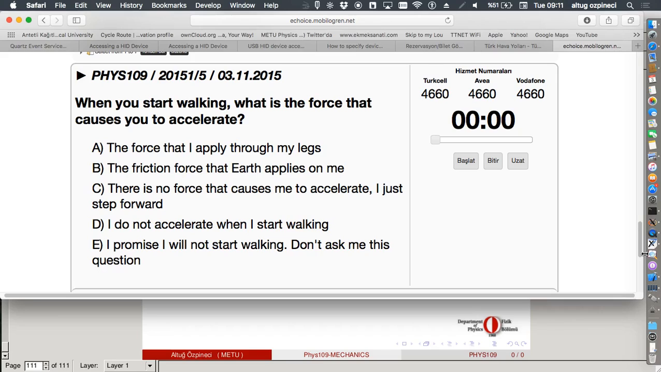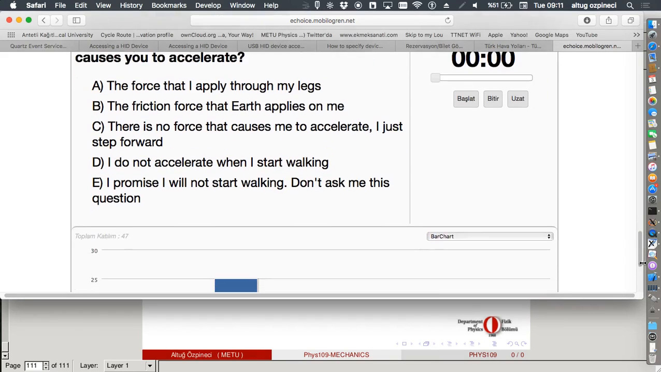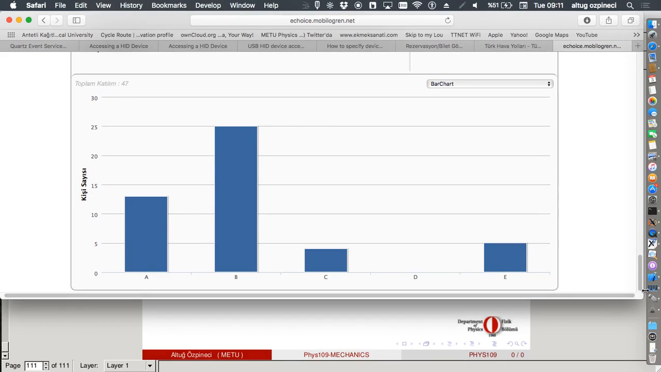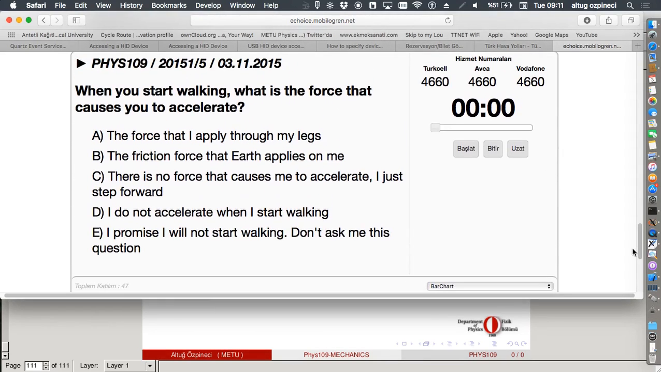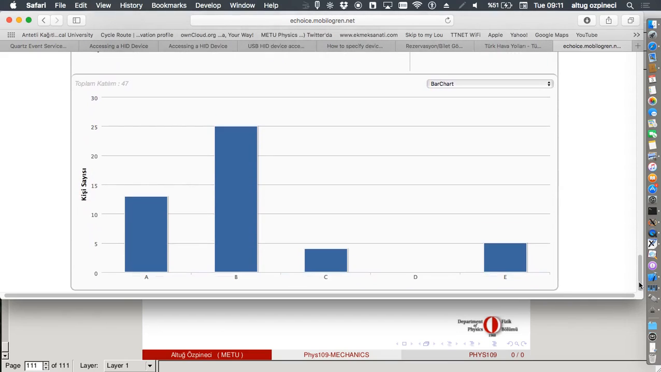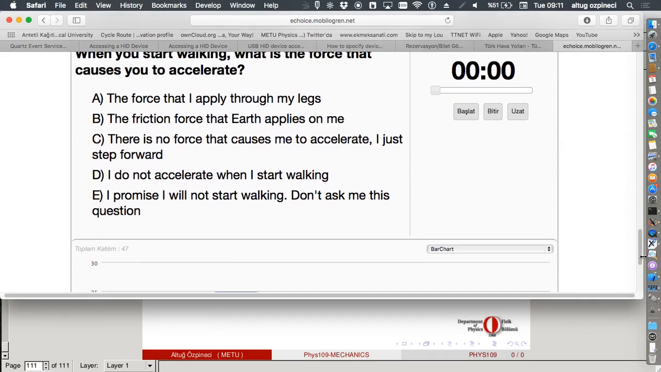Okay, so let's discuss this question first. There are basically two major answers, let's say A and B. Why A? A is the force that I apply through my legs. Why do you think it is A? So your answer is still A?